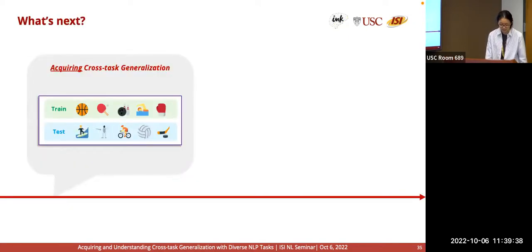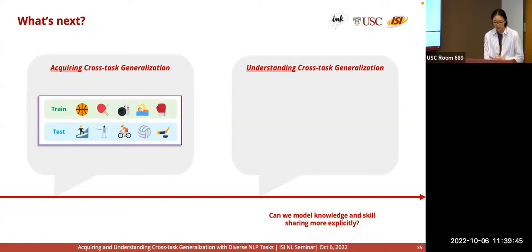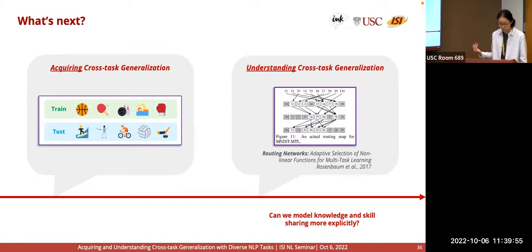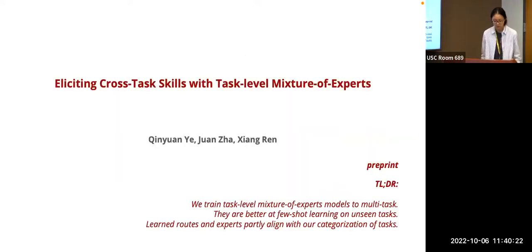So what's next? The past work was about acquiring and evaluating this capability. The next part is how we can understand or better build a model that can explicitly model knowledge or skill sharing. So we want to bring up this previous work called routing networks. It's trained to multitask, but in each layer you can select what model parameters to use. Conceptually, these different model parameters correspond to different skills needed in solving that task. I know there are similar ideas happening in different areas. Our next project is built on this.